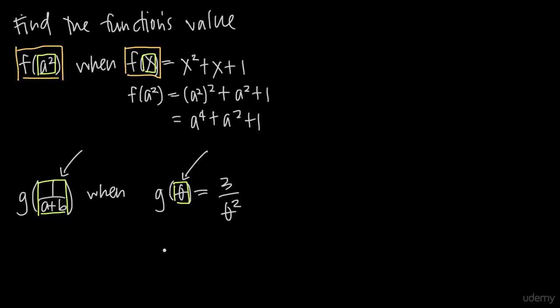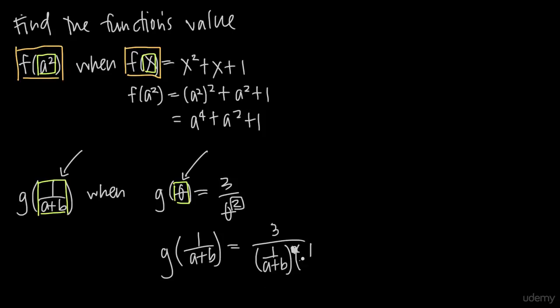So when we do that here, we're going to say g of 1 over a plus b, like this, and then we have to plug 1 over a plus b in for theta. So we're going to get 3 over 1 over a plus b squared, because we have theta squared here. When we square 1 over a plus b, that's the same as saying 1 over a plus b times 1 over a plus b. We have two factors of 1 over a plus b.